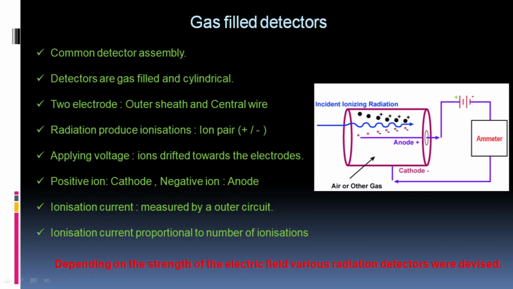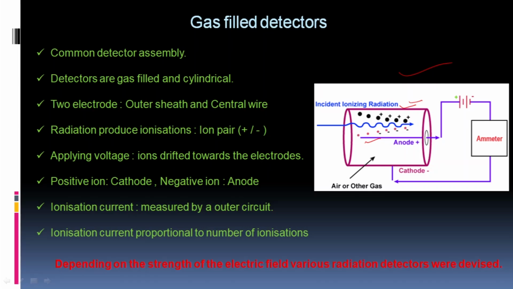So here is a common detector assembly we have shown in this schematic diagram. This is the detector, and it is filled with a gas, or it may be air. It is cylindrical in shape, and we have two electrodes. One is the outer sheath, which acts as an electrode, and the other is the central wire, which is also an electrode. The central wire is the anode, that means positively polarized, and the outer sheath is the cathode, with negative polarity.